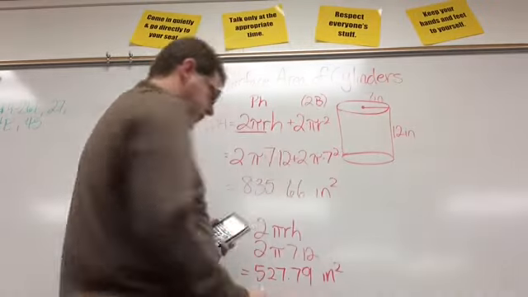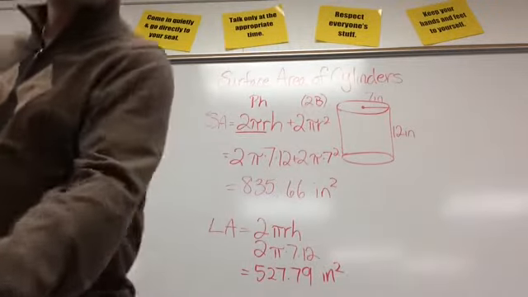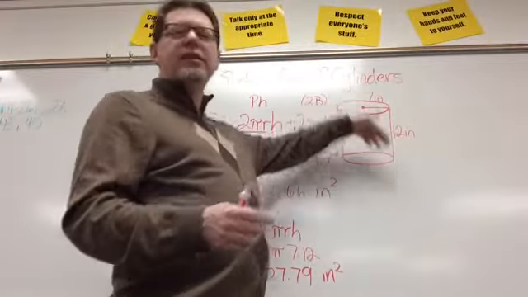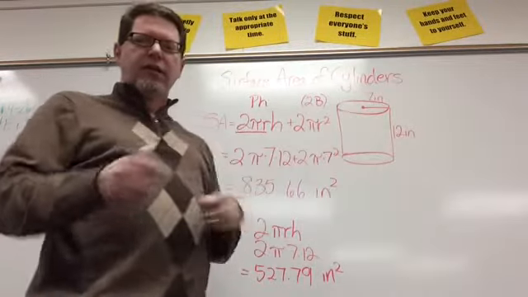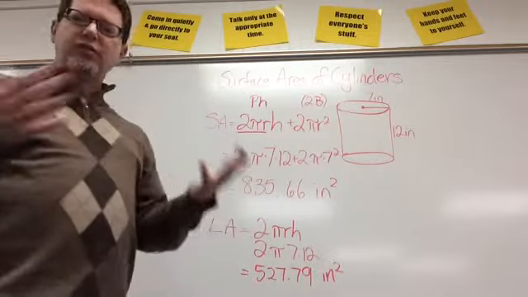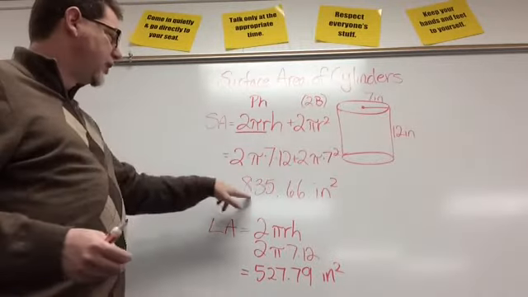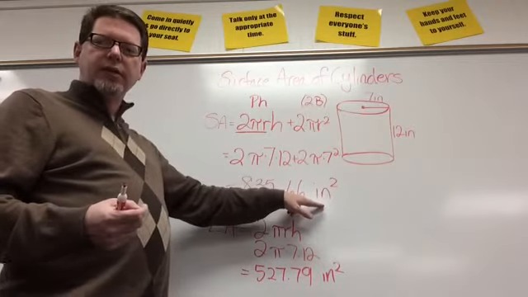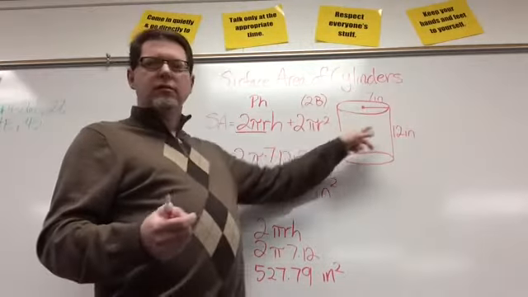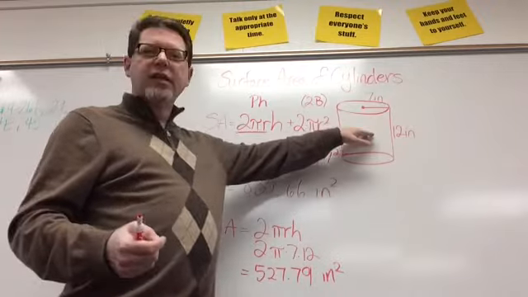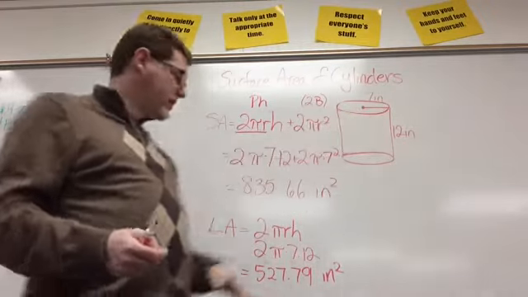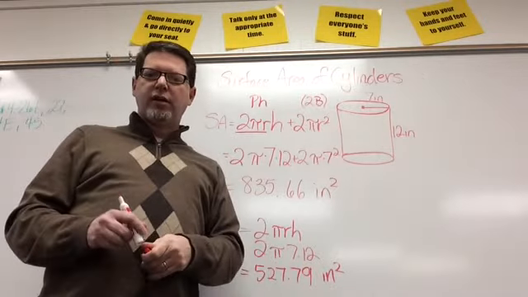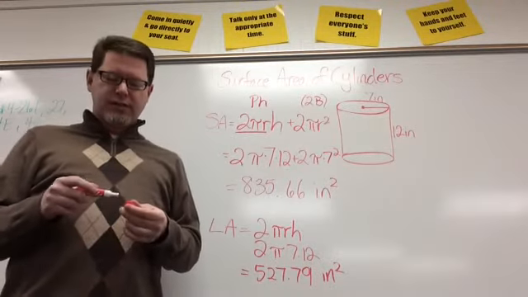inches squared. So the amount of, let's say, paper I would need to cover this entire cylinder, if I was trying to wrap it, because that's really what the surface area is, would be 835.66 inches squared. Now if I'm just covering the rectangular part, not the two bases, then I would do 527.79 inches squared for the lateral surface area.